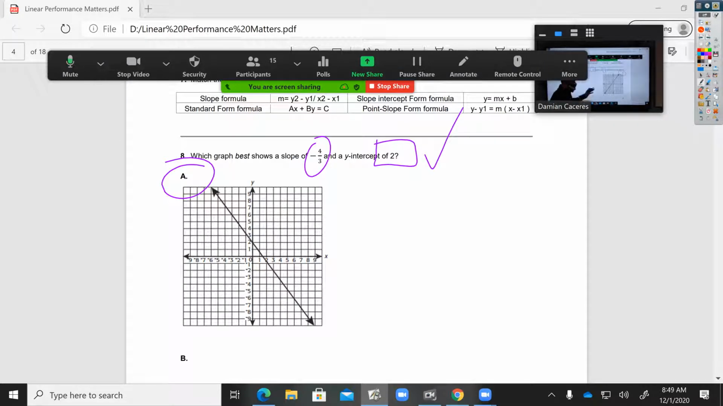That happens on a lot of the problems. A lot of the problems, a bunch of choices make no sense there. Easy way to eliminate choices is with the Y-intercept.